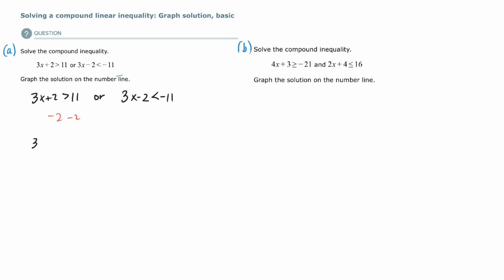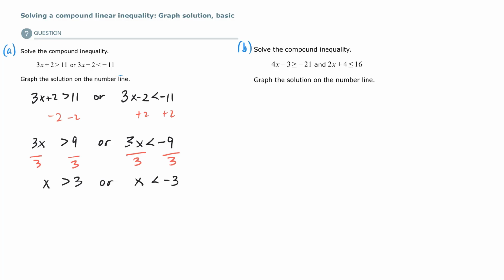And then we get 3x is now greater than 9. Or what happens for this inequality? Now, or we have 3x is less than negative 9. Let's divide the entire sides by 3, because 3 is not 0. And finally, we get this disjunction: x is greater than 3, or x is less than negative 3.